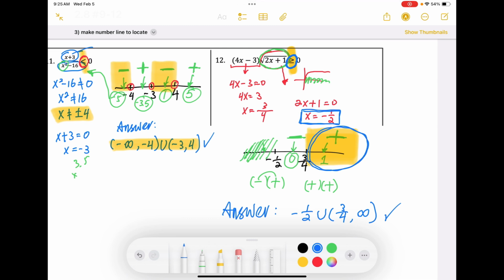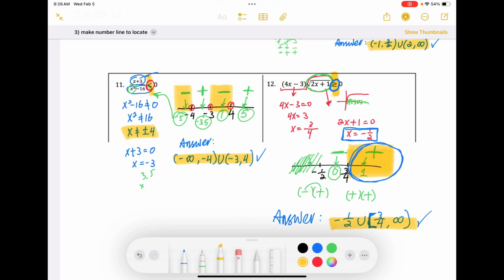Okay, let's review this one more time. Because of the equal sign, I know that should be a what? Bracket. Now you see how special, how awesome math is. This is the beautiful thing about math. When there is a picture, the answer is in the picture.